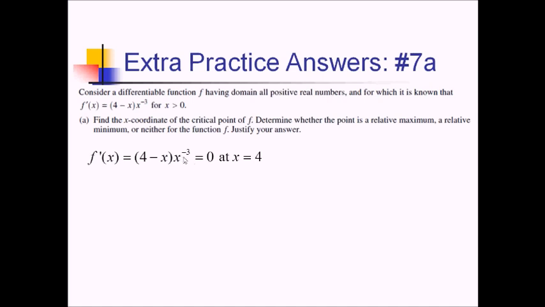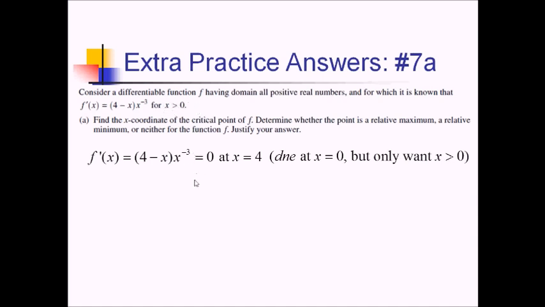Now, we can't get a 0 out of this x to the negative 3. This is really 1 over x cubed, but this function is undefined at x equals 0, so that's actually a critical value too. However, we're only asking about x values that are greater than 0, because that's what they set up here, x greater than 0.